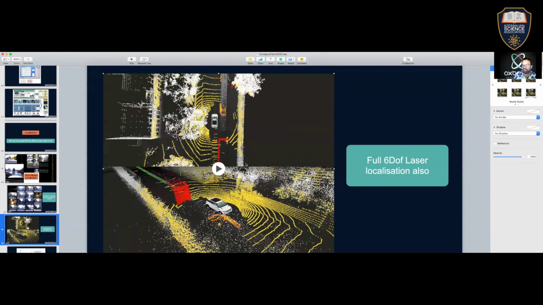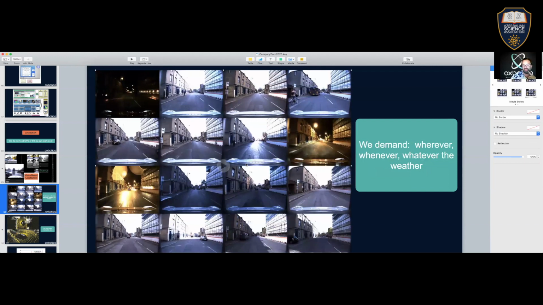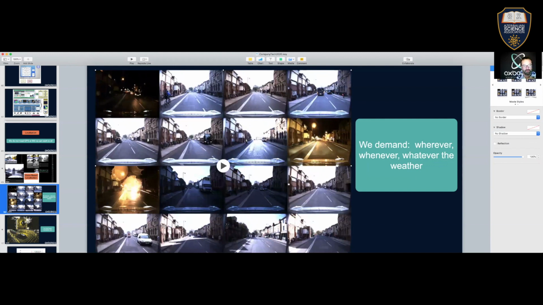This is the same route through Oxford in different weather conditions. If I pause it, you as a human can see that this actually is the same place. But look how it changes under different weather conditions. So one of the difficulties with computer vision is how can I say that this picture here is the same as this picture here, if this was the picture in my memory? And we've done quite a lot of work on that.